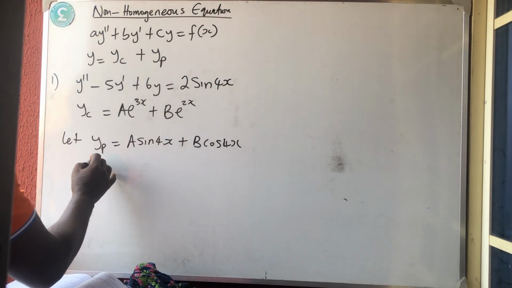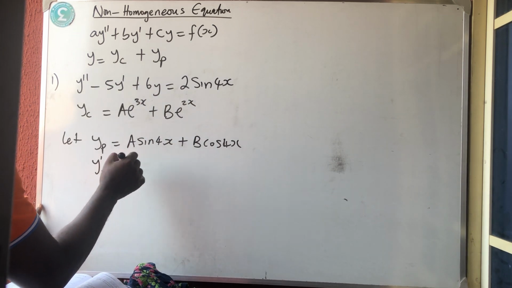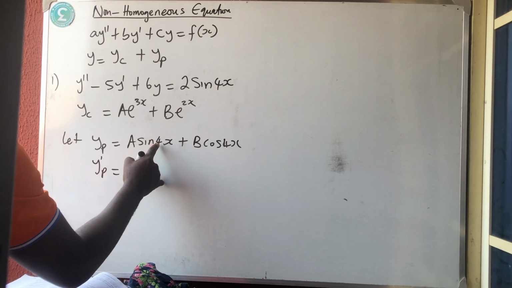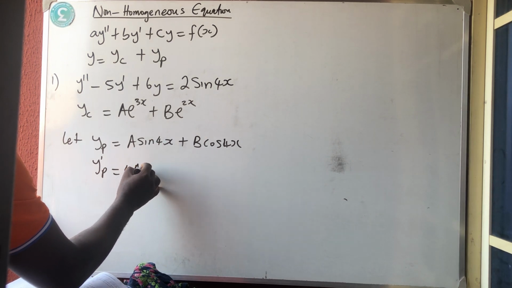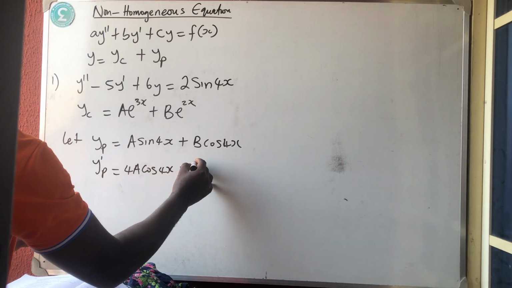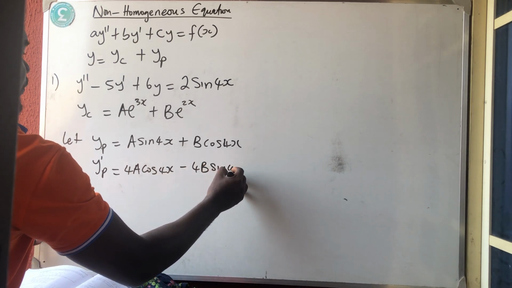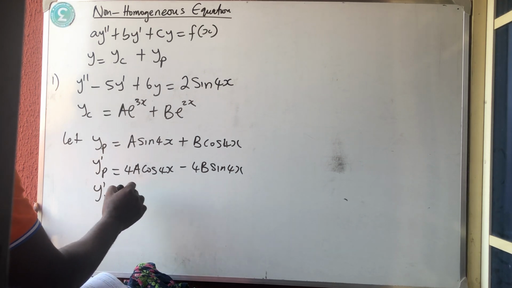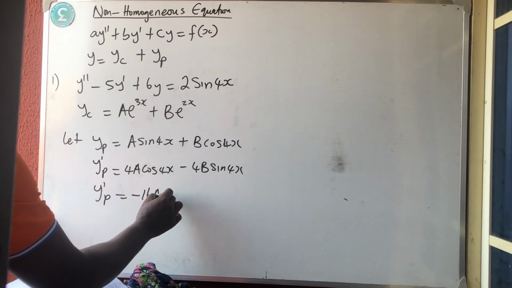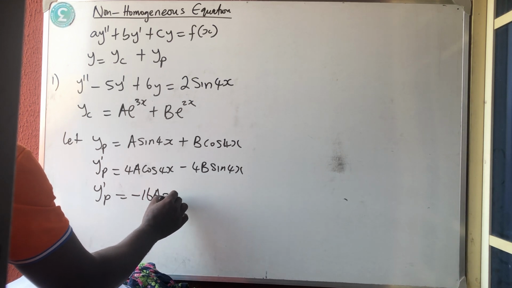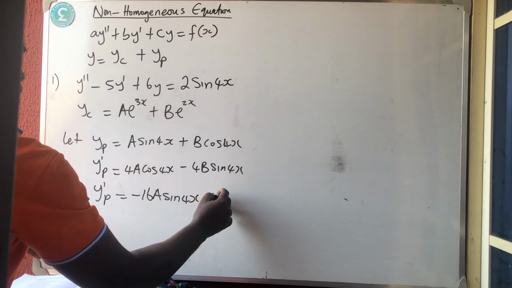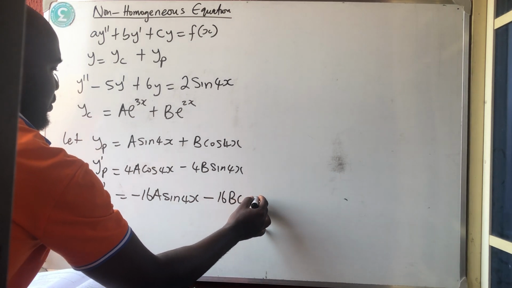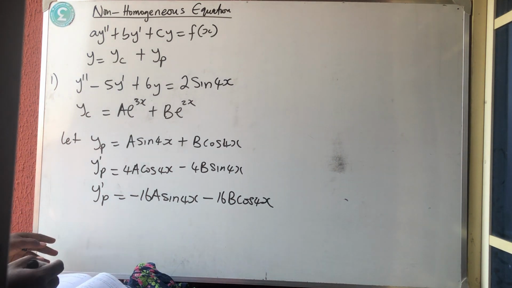Okay, so let's go. You now need to get all these so we can substitute. Y prime means differentiate this. If I differentiate this, I'm having 4 times this: 4a cos 4x minus 4b sine 4x. This is the first derivative. The second derivative is minus 16a sine 4x minus 16b cos 4x. Okay, since we have gotten this now, let us substitute it in this equation.